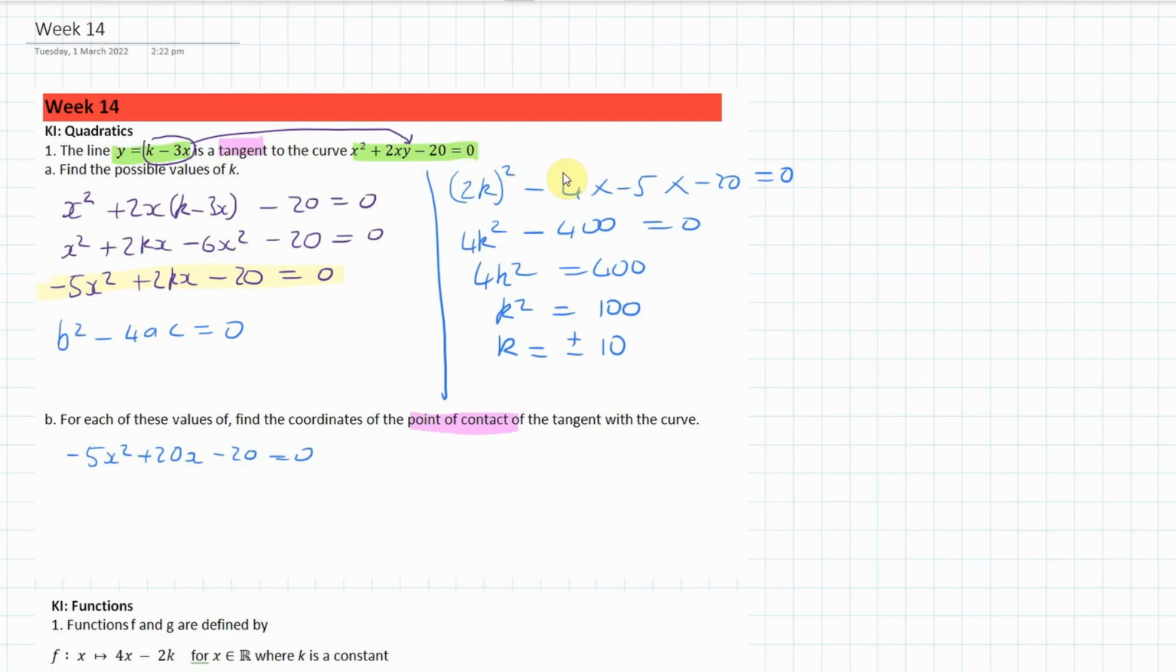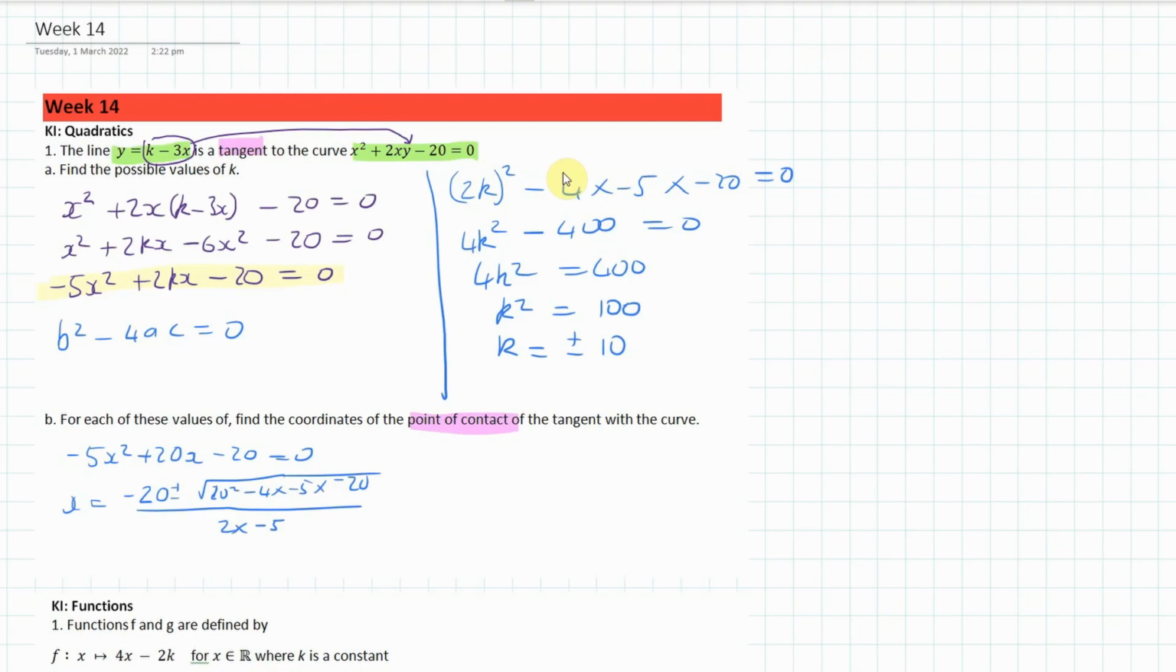And then we need to find the point of contact. So what is the point of contact there? Well, we can use the quadratic formula at this point, can't we? So x equals minus 20 plus or minus the square root of b squared, which is 20 squared, minus 4 times negative 5 times negative 20, and that will be all over 2 times negative 5.